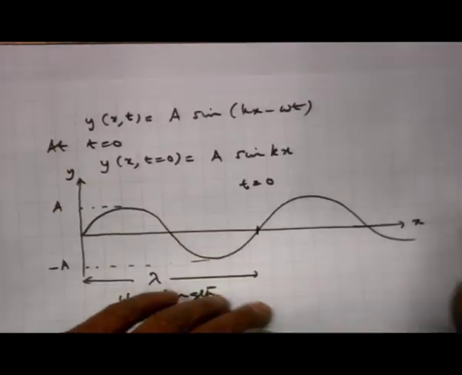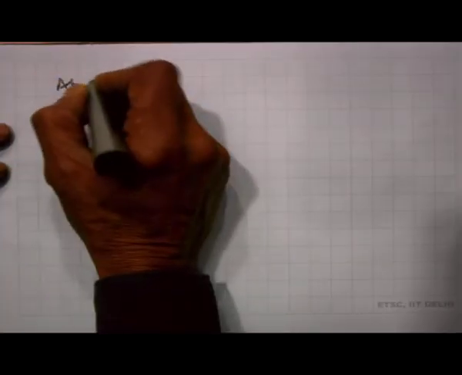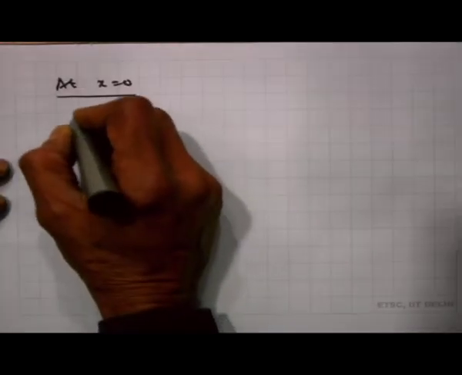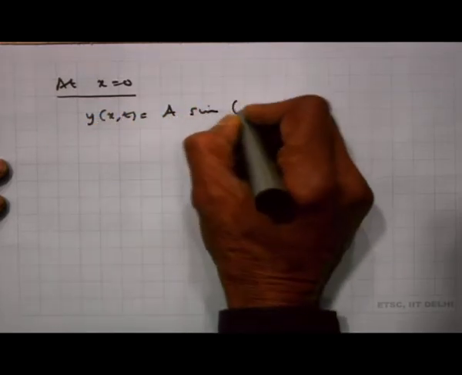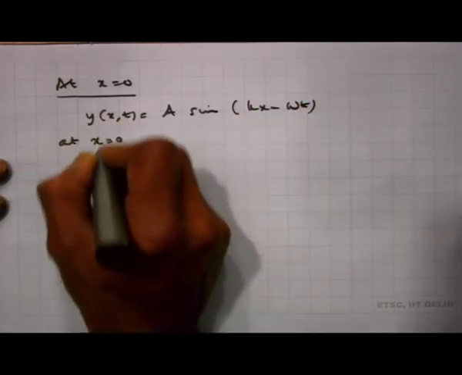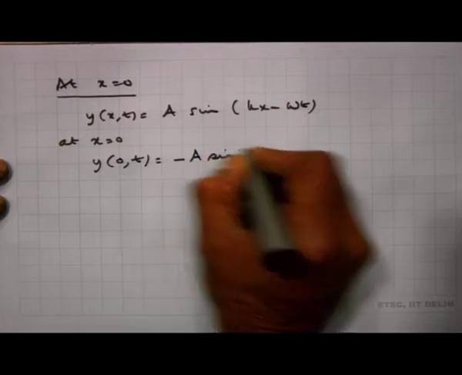Now, let me look at another picture. What will the string look like from one given point? So, let me look at x is equal to 0. I position myself at some point which I call x is equal to 0, on the string, and look at how the string varies as a function of time. So, y of x t we have written as a sin k x minus omega t. So, at x is equal to 0, we have y of 0 t is equal to minus a sin omega t.